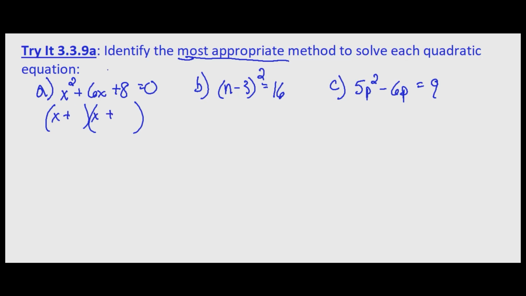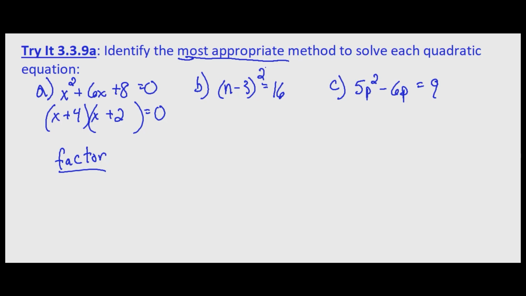It'd be x plus 2 times x plus 4 equals 0, because 4 times 2 equals 8, and 4 plus 2 equals 6. That would give us solutions of x equals -4 or x equals -2.